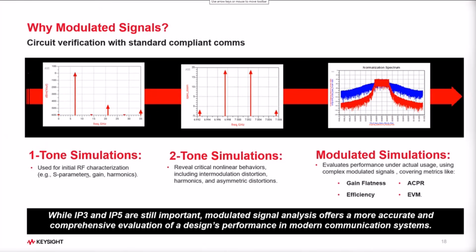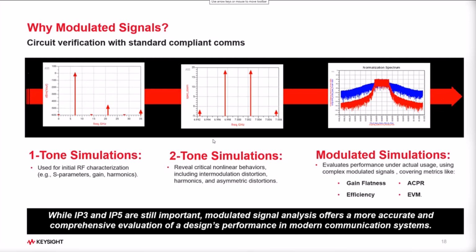One tone is good for initial characterization, two tone reveals critical nonlinear behavior of your circuit, including intermodulation distortion, harmonics, asymmetric distortion, and so on. This is good. This used to be sufficient maybe 10 years ago or 5 years ago, when we were dealing with nominal bandwidths of 2 megahertz, 5 megahertz, maximum 20 megahertz.